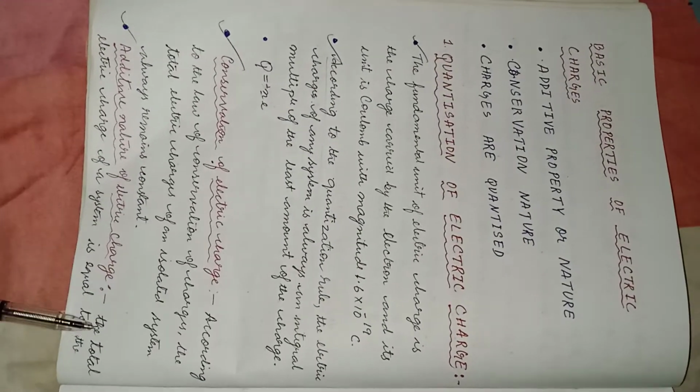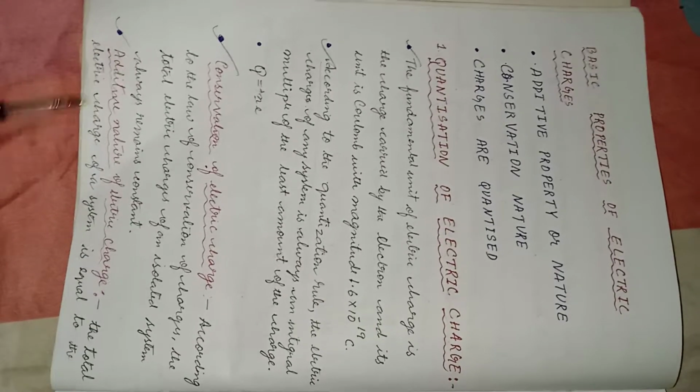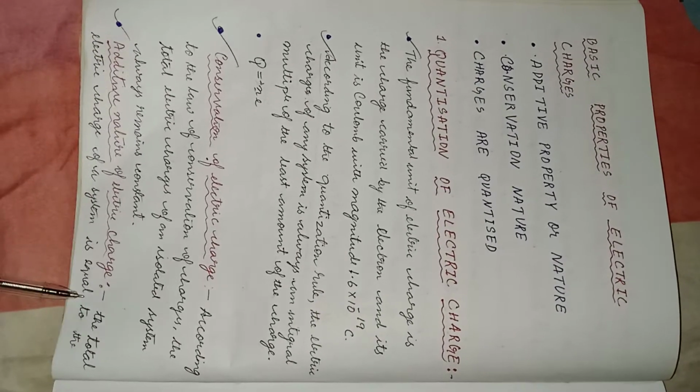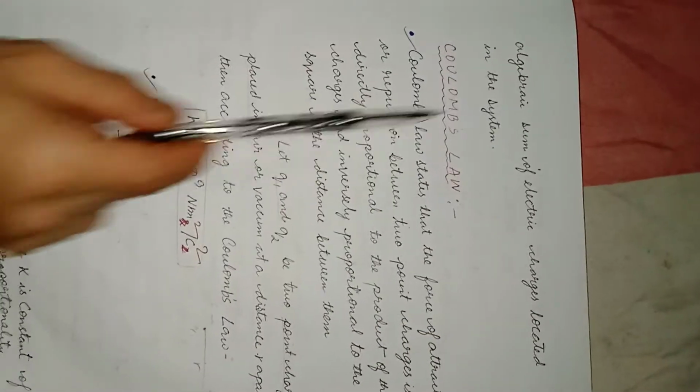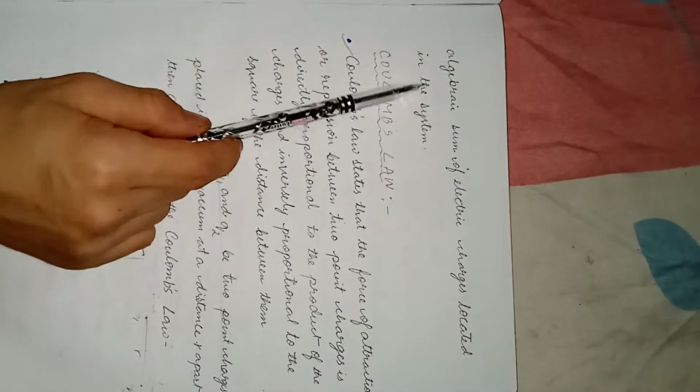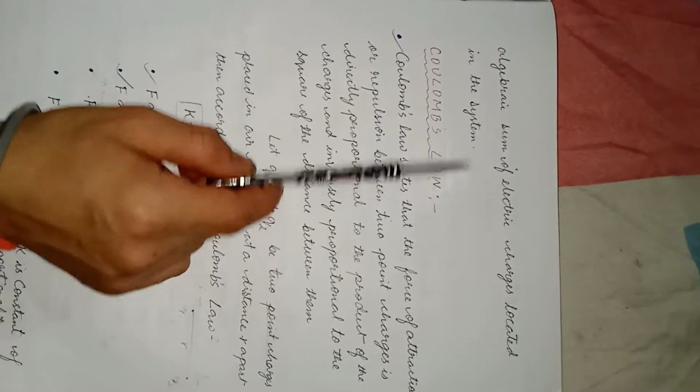And the next topic is additive nature of electric charge. Additive nature states that the total electric charge of a system is equal to the algebraic sum of the electric charges located in the system. This is the definition for all the properties. You can note down this one.